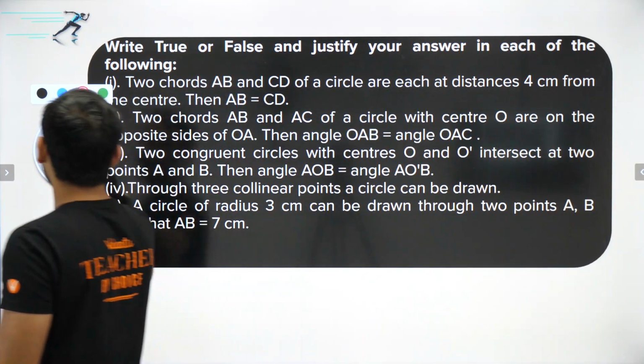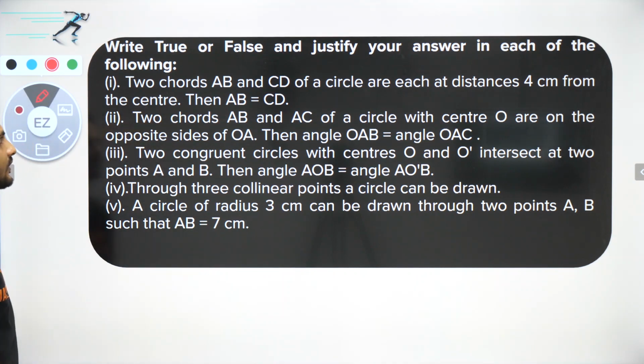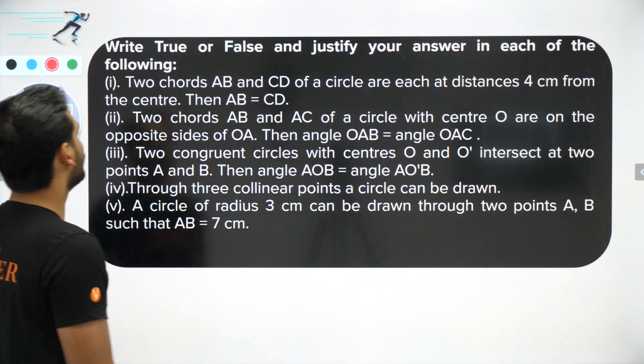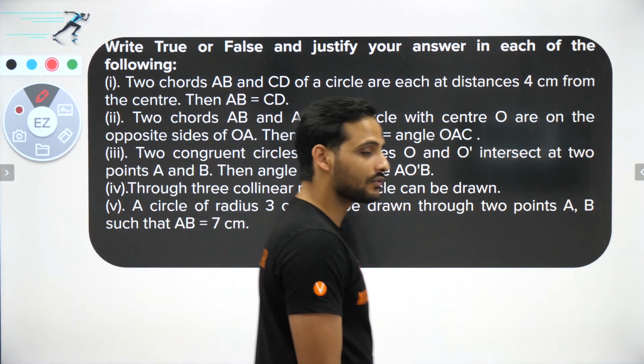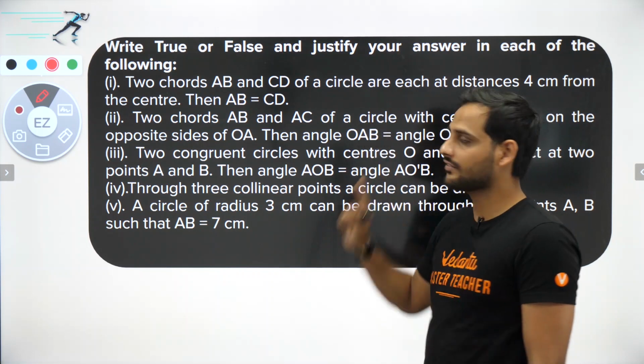Let's write true and false. First thing is justify the answer in each case. First is, two chords AB and CD of a circle are each at distance of 4 cm from the center. So then AB is equal to CD. See, two chords which are equidistant from the center.